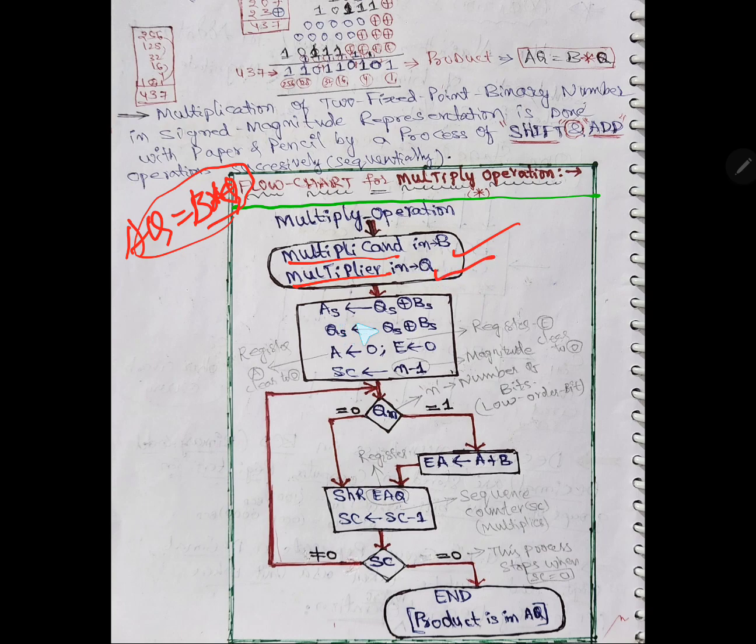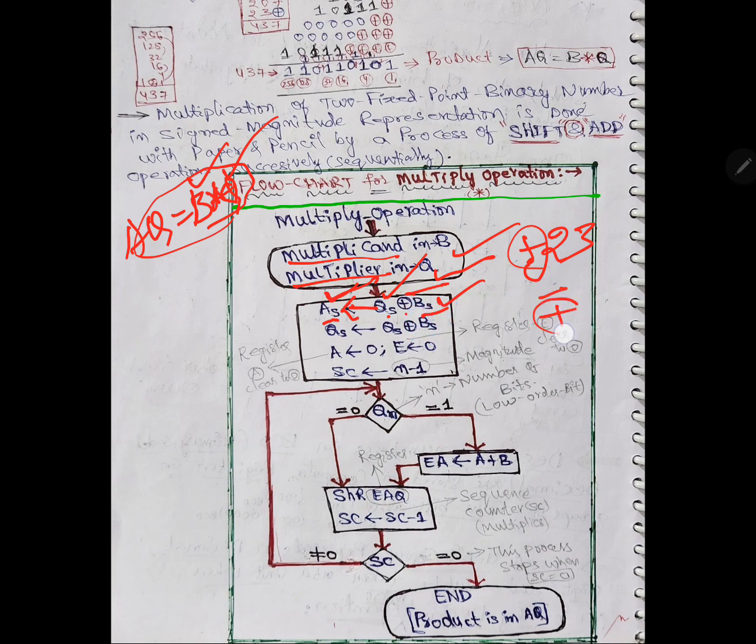Right. Up to this, A suffix S means A's sign value, the A register's sign value. For example, if 23 is there and it is plus, A suffix S is plus. If it is minus, A suffix S is negative. That is equal to Q suffix S. This is the exclusive OR gate of B suffix S, B register's sign value, and Q register's sign value. See, B's register sign value and Q's register sign value.